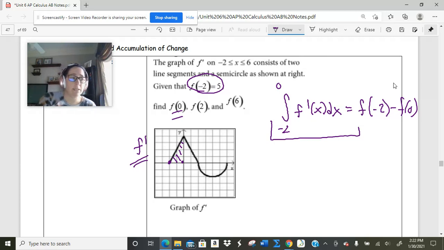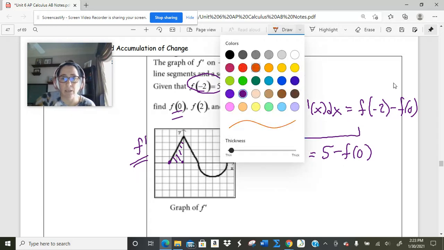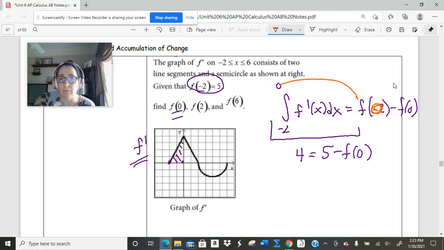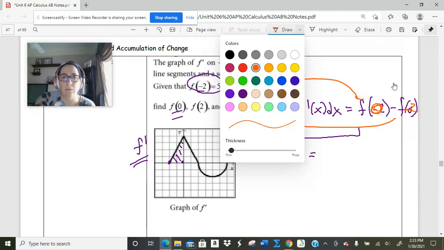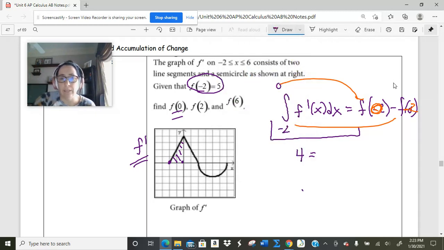So that's 1/2 base times height, and I got out 4. I know this guy was 5, and now I can go find, oops, I just wrote that backwards. Are you guys yelling at me yet? That's f of 0, f of b minus f of a, -2. Okay, so f of 0, which is what I want to know, minus f of -2, which is 5, and I get out 9.